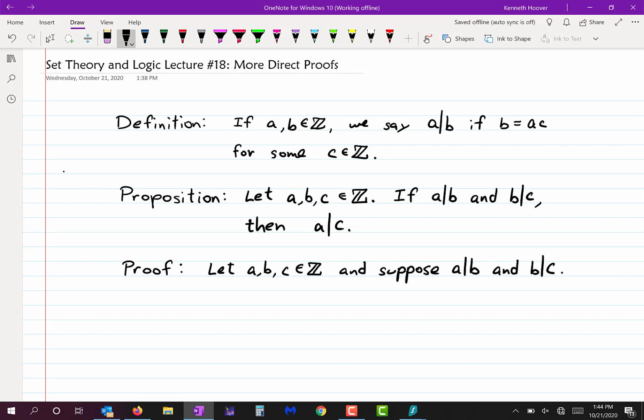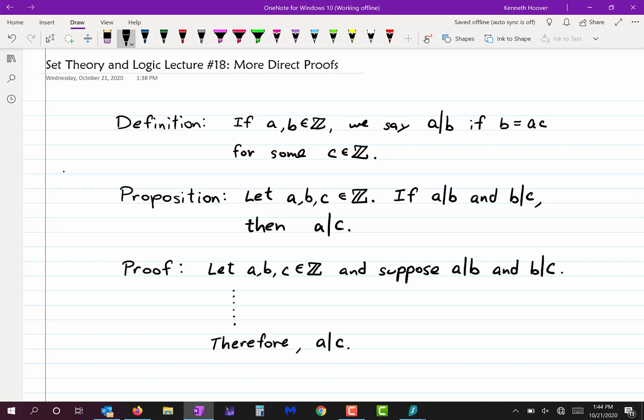That's what I'm given. What do I want to prove? I want to prove a divides c. So my goal is to work my way down and to be able to say, therefore, a divides c. Okay, and we'll give a reasoning for that when we get there.